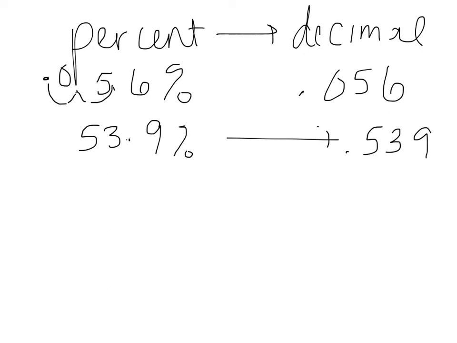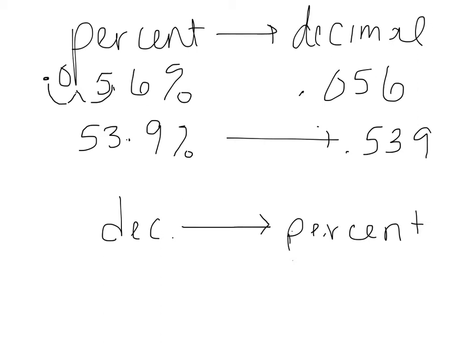Now, one way to remember which way you're moving the decimal point, whether it's to the right or to the left, if you think of the words decimal and percentage, and you think of them in alphabetical order, so decimal comes before percent. Then to go from decimal to percent, you're going to move to the right, and to go from percent to decimal, you're going to move the decimal place to the left.